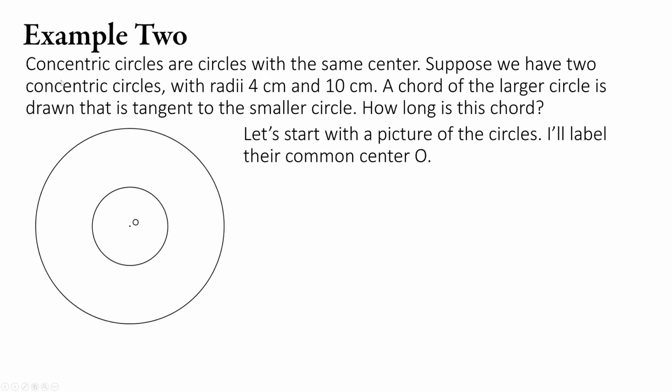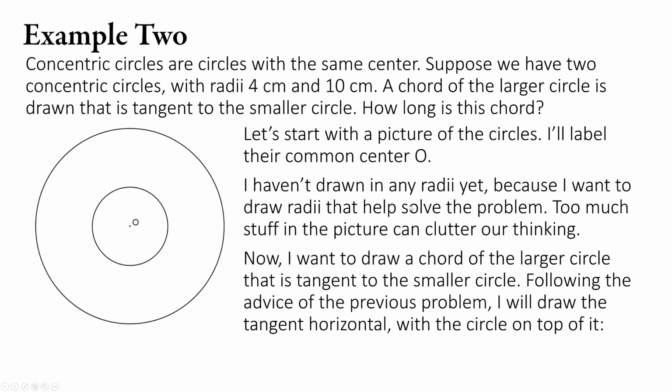That's the root of this word. Now, I haven't drawn any radii yet because I want to draw radii that help solve the problem. Too much stuff clutters. I don't want to just start drawing random radii in here to label 4 and 10. I want to draw a chord of the larger circle that's tangent to the smaller. So following the advice of the last problem, I'm going to draw my tangent line horizontal with this circle sitting on top of it. I could draw other ways, but this really helps visualize what's going on.